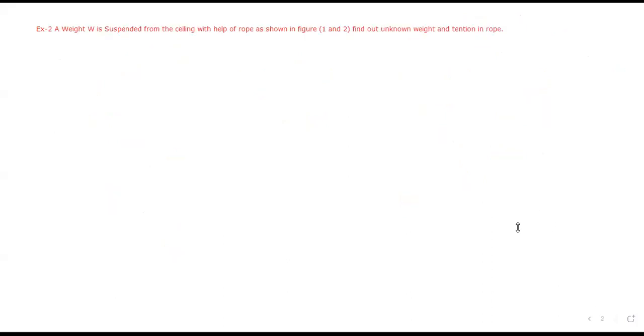Next example: I have already written the statement, I will draw the sketch. A weight W is suspended from the ceiling with help of the rope shown in figure. There are two figures, that means two different problems. I will solve problem number 1, and problem number 2 you have to solve yourself. That is your part of assignment. Is it clear or not? Please confirm me.